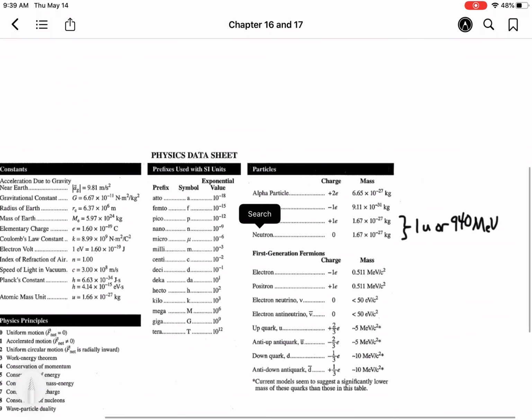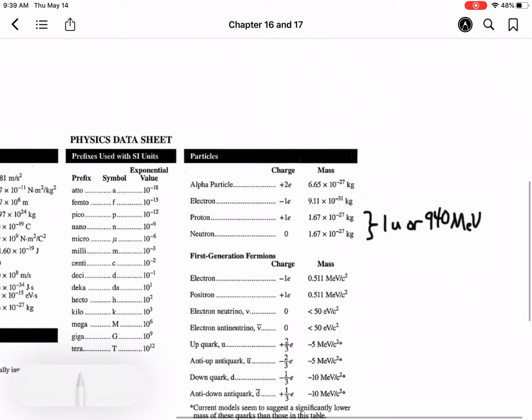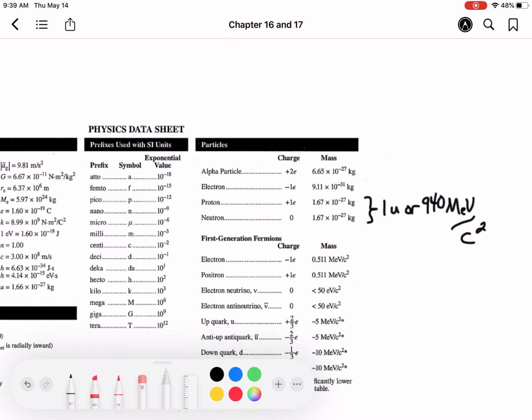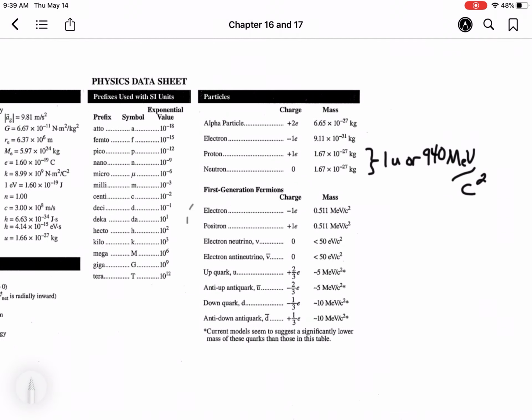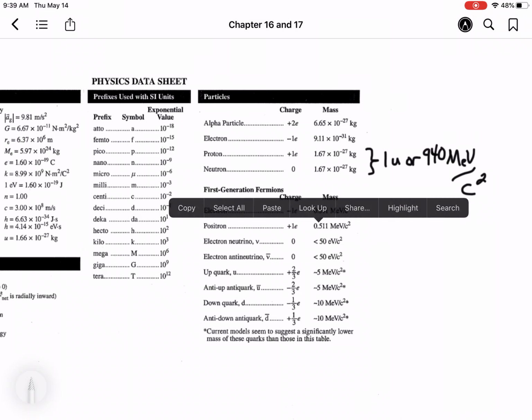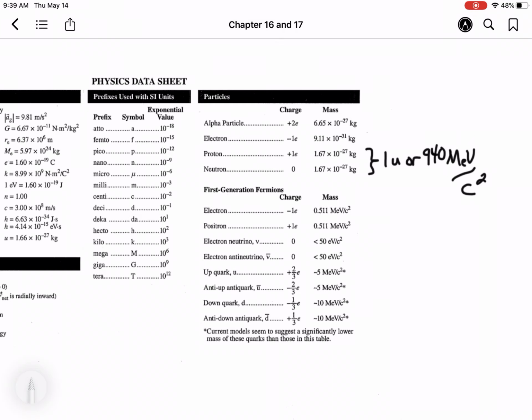One thing I would write on your formula sheet is that a proton is equal to 1 U, a neutron also, just round it to 1 U, and they're both equal to approximately 940 mega electron volts divided by c squared. I want you to take note as well that the electron and a positron are equal to 5.11 mega electron volts per c squared. It's approximately that, but for electrons and positrons, that matters.